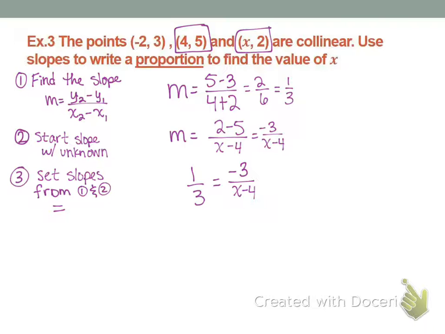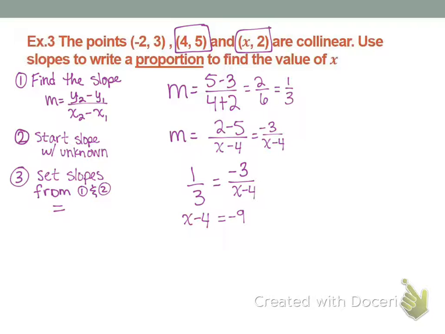We have to cross multiply or take the products of the means and extremes. 1 times x minus 4 is x minus 4. Now, if it were something other than a 1, we would put the parentheses and distribute, but I'm okay with you guys knowing that multiplying by a positive 1 doesn't change it. Our other cross product is negative 9 when we take 3 times negative 3.